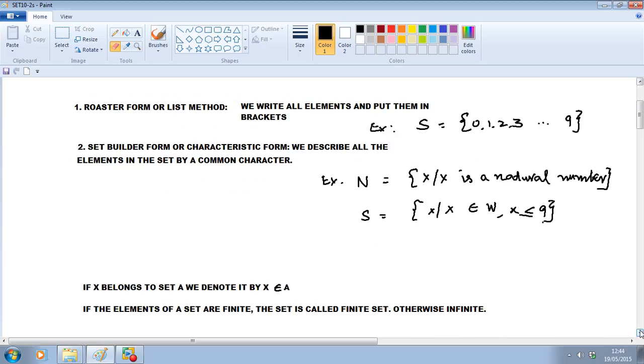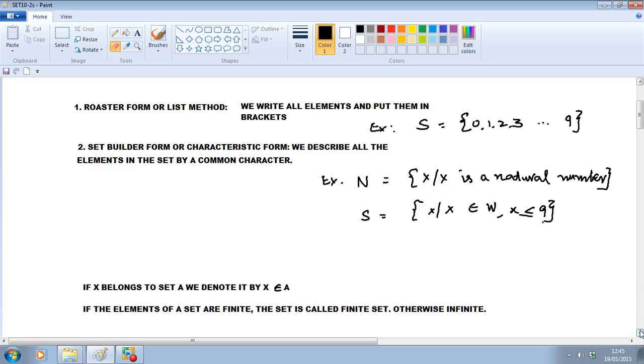In the set builder or characteristic form, we describe the character of the set, for example, a set of natural numbers x, where x is defined with some characteristic, such as natural numbers less than 9, or it is an alphabet, like that. We define x.